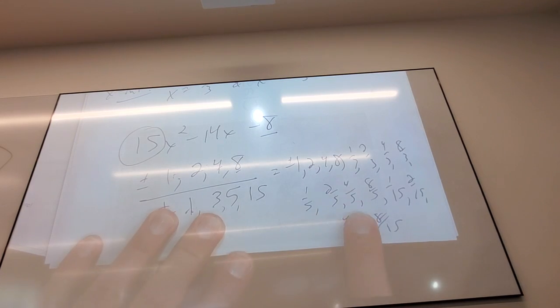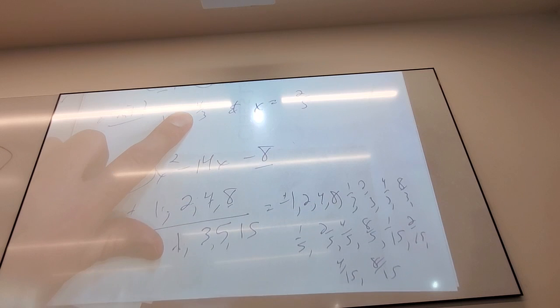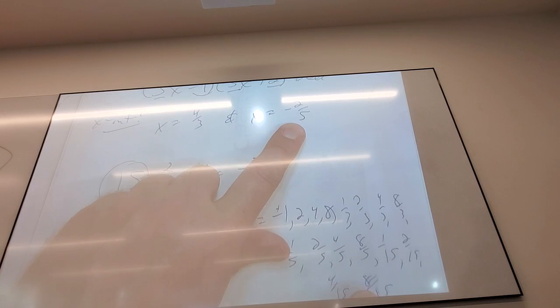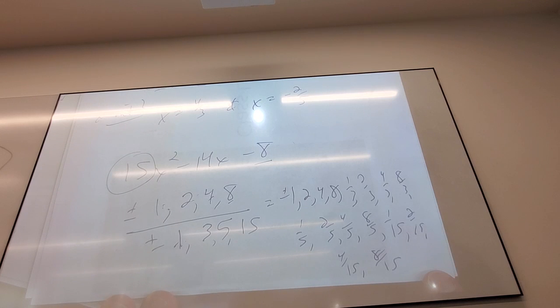Now, we already know the answer. Was 4/3 a possible answer? Was negative 2/5 a possible answer? Plus or minus 2/5? Yes, right? But any of these could have been an answer. Now do you really start to understand?